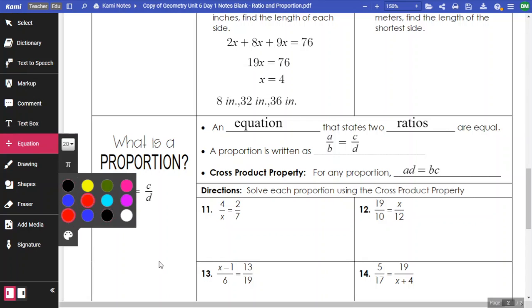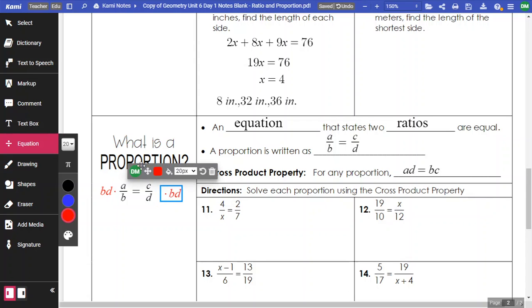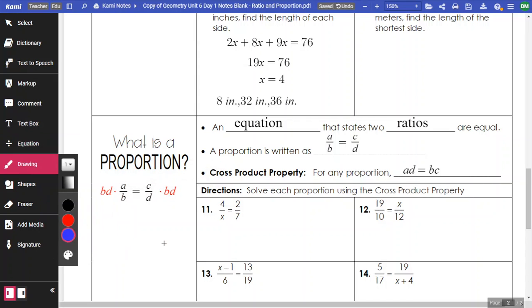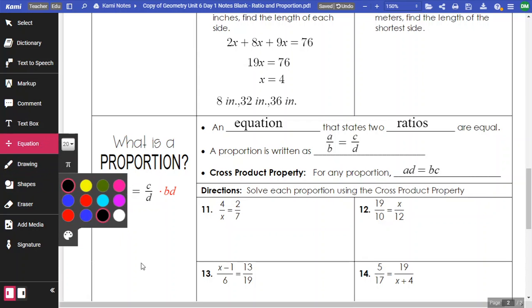Let's change this to red. We're going to multiply the left side of this equation times BD, and we are going to multiply the right side of this equation also times BD. Let's see what happens when we do that. Let's get out a blue pen here. When we multiply B times D times A and then divide it by B, these two B's are going to cancel each other out. So on the left side of the equation, we end up with AD.